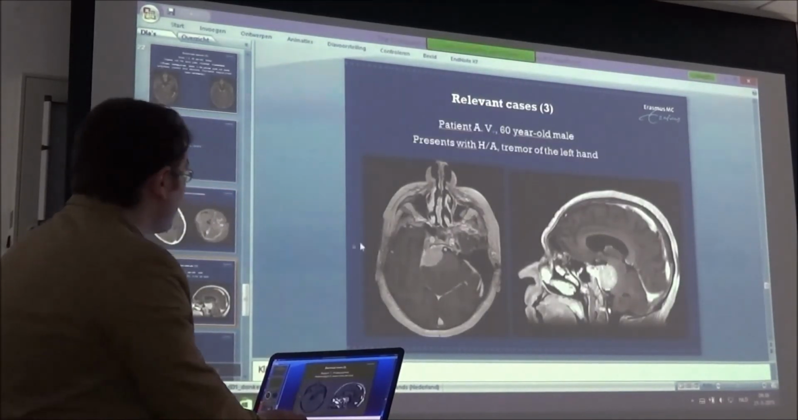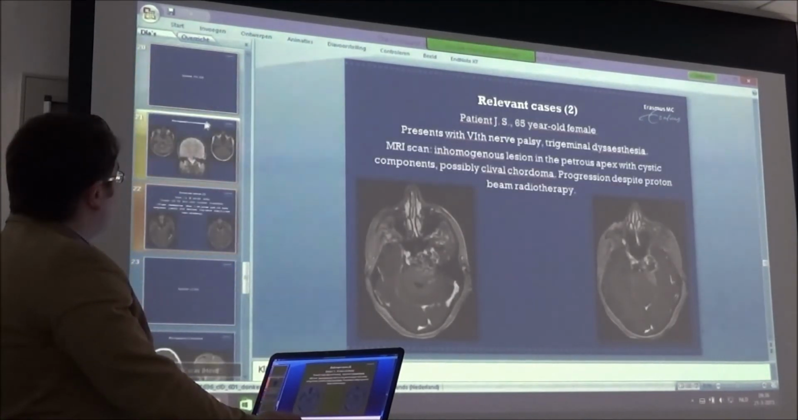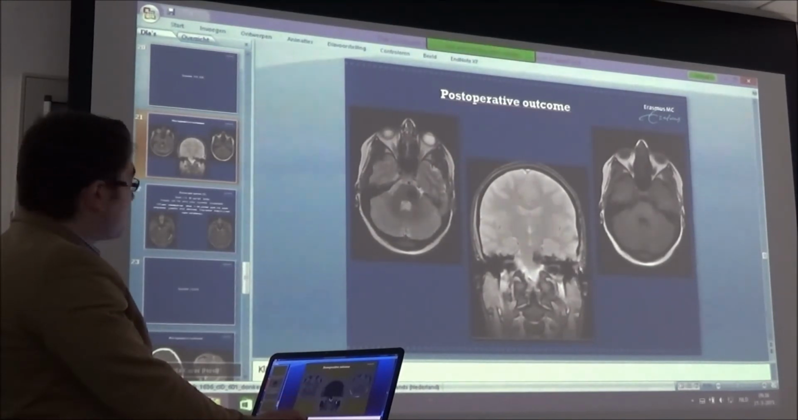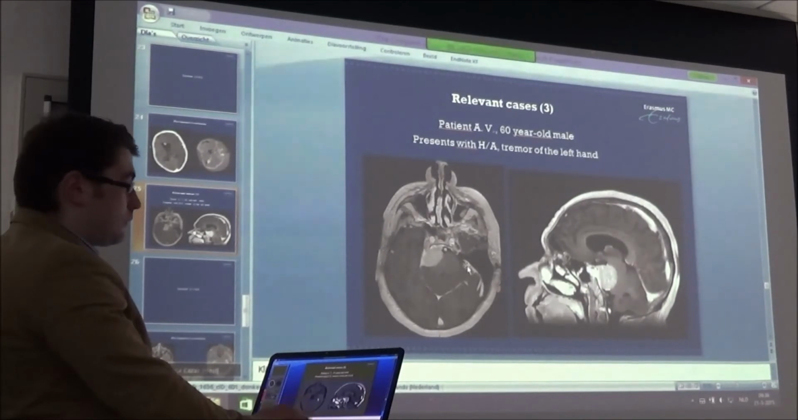What a happier case? By the way, the 31-year-old woman had no deficit, no problems. After 3 months, she was going back to work, perfect. She was okay.